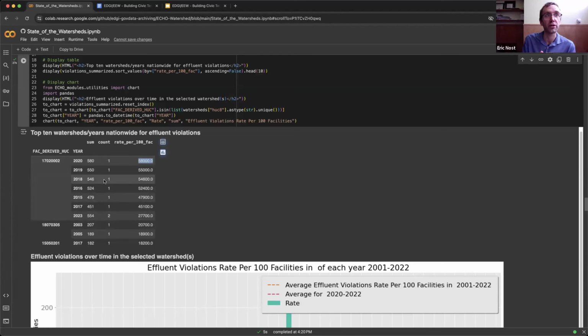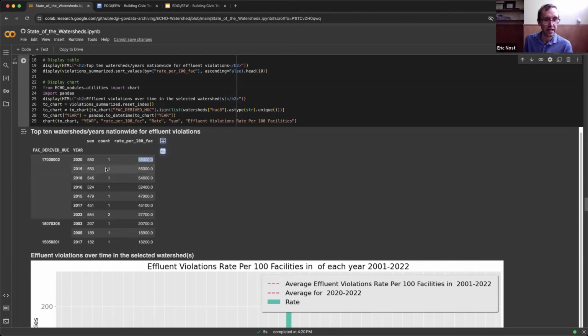Now, we're only able to look at that rate in terms of a sort of intensity. So it's not out of all regulated facilities, it's out of those that have violations. So there might be 100 facilities in this watershed, but the way we're doing this calculation is out of the one that had the violations, how many violations did they have? And that gives us that rate.